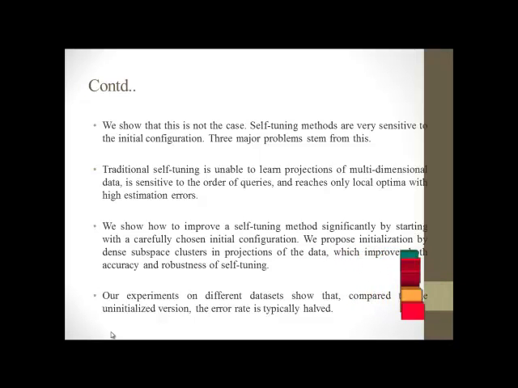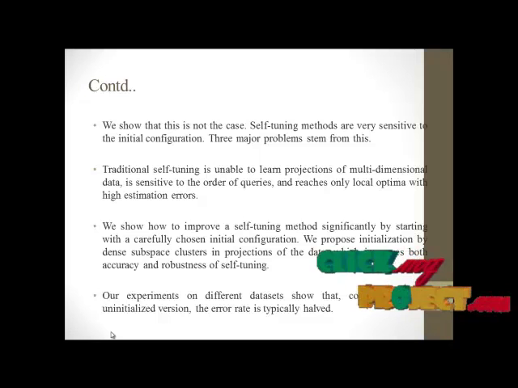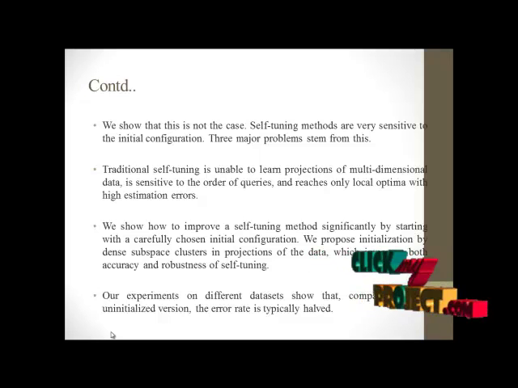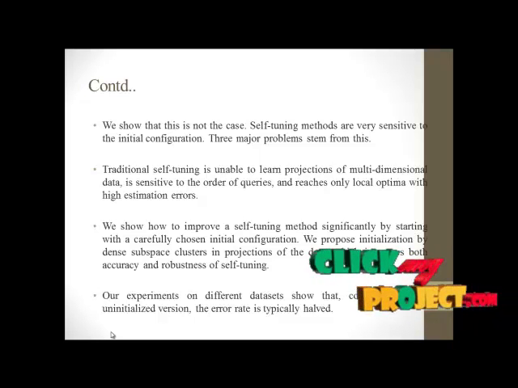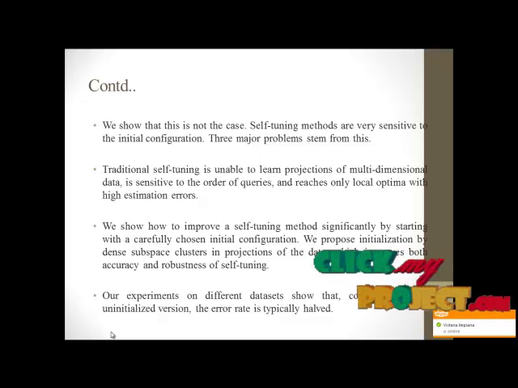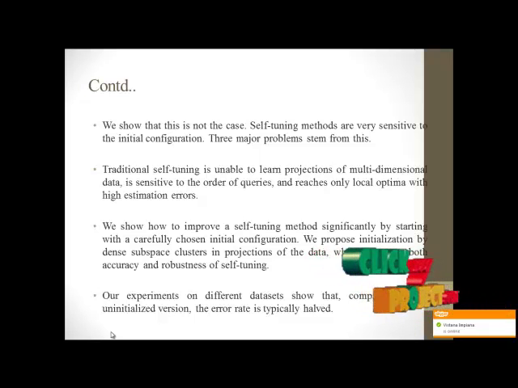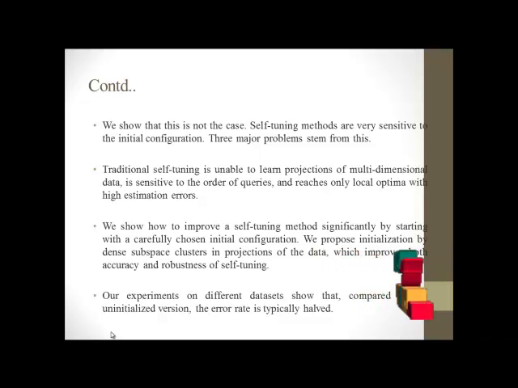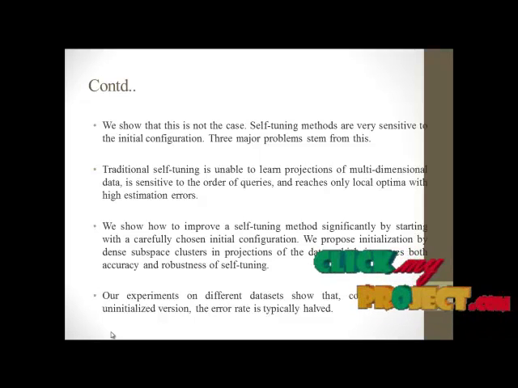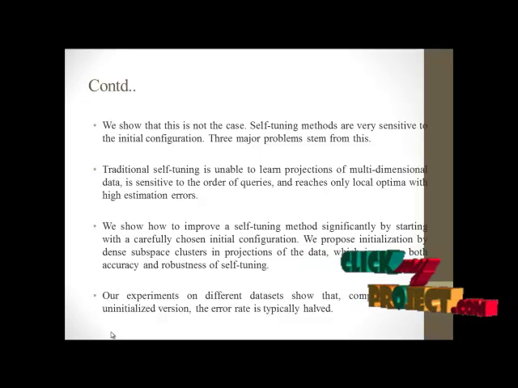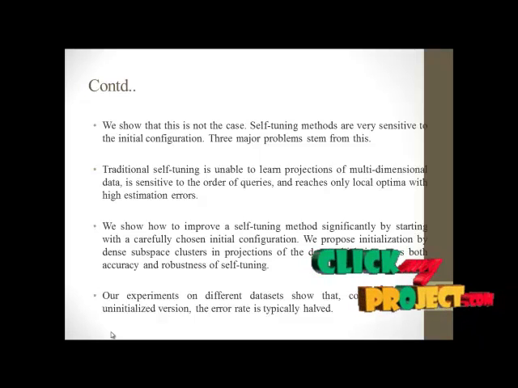Traditional self-tuning is unable to learn projections of multidimensional data. It is sensitive to the order of queries and reaches only local optima with high estimation errors. We show how to improve a self-tuning method significantly by starting with a carefully chosen initial configuration. We propose initialization by dense subspace clusters in projections of the data, which improves both accuracy and robustness of self-tuning. Our experiments on different data sets show that, compared to the uninitialized version, the error rate is typically halved.